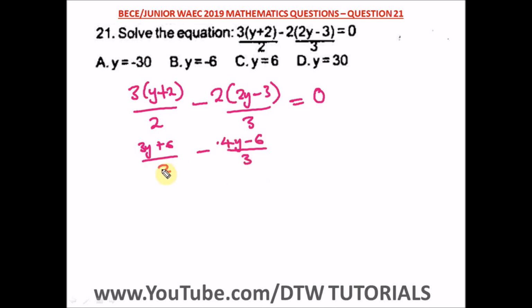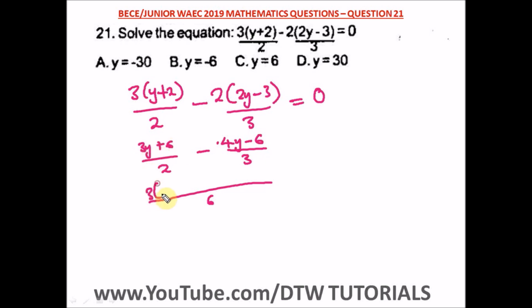Now let's try to clear out our denominator, that's this 2 and 3. This is algebraic fractions. What's the LCM of 2 and 3? It's 6, that's 2 times 3. How many times should 2 go in 6? 3 times. So we're going to multiply everything here by 3.